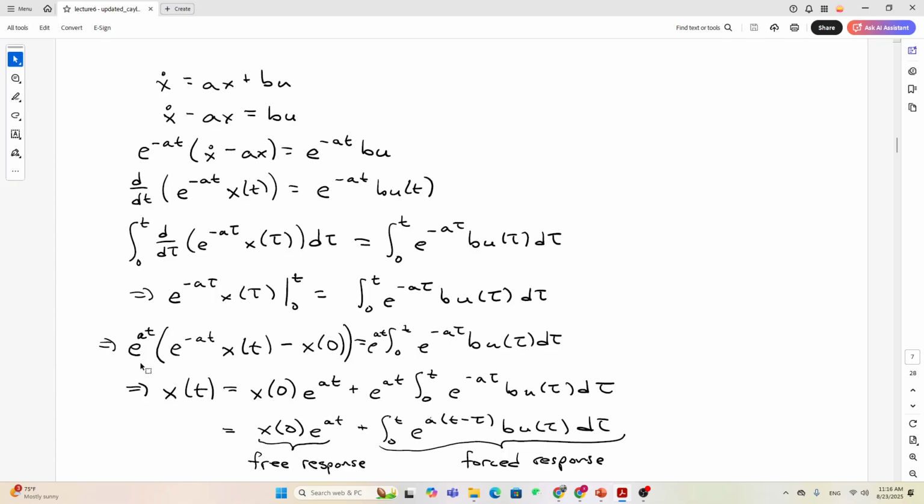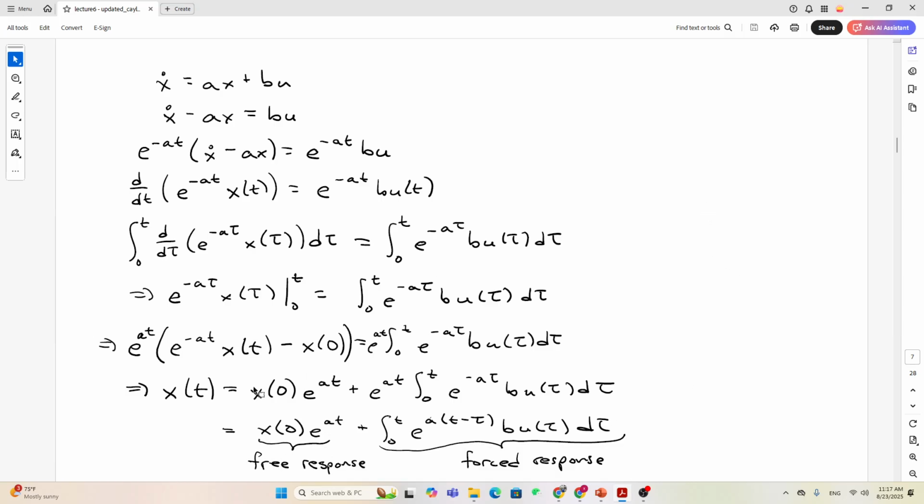On the left hand side, you will get e to the power minus a times t times x(t), subtract e to the power 0, which is 1, times x(0), which is your initial condition. If you multiply e to the power a times t on both sides, you will get x of t on the left hand side, subtract e to the power a times t times x of 0. The reason why we multiply by e to the power a times t is because we want to express x of t explicitly. So if you move that to the right hand side, you get this final equation.